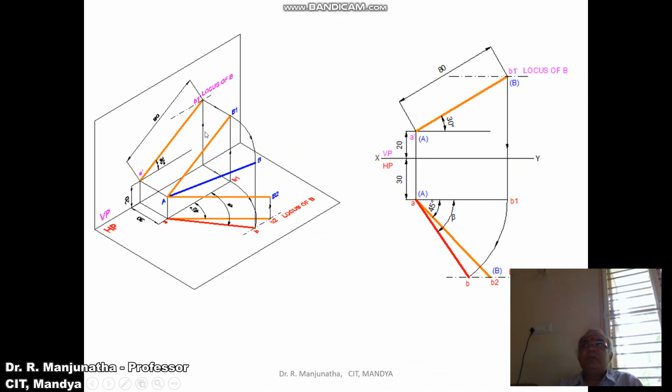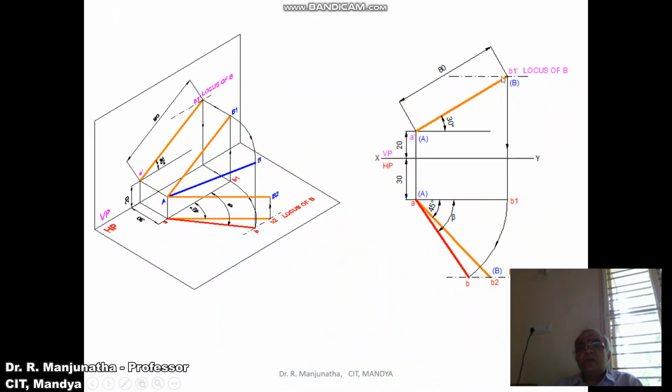Parallel to VP means you have to look in the top view. Once you look from the top view, A and B1 are both equidistant from the vertical plane. So that means A is in front of VP by 30 mm, and B1 should also be in front of VP by 30 mm. So we are writing the top view here. AB1 is parallel. Now we have this line and this line.